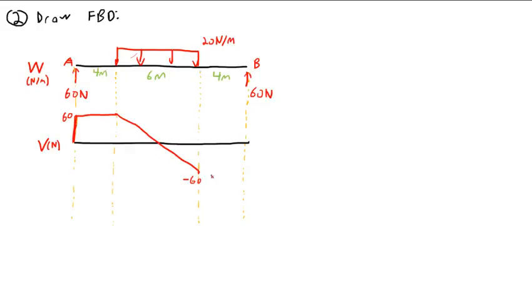So linear function. Again, we'll have a total drop of 120 newtons between here and here, because the area of this piece here is 120. That is 6 meters times 20 newtons per meter, a total drop of 120 newtons. So we'll go down to negative 60 because we started at positive 60.